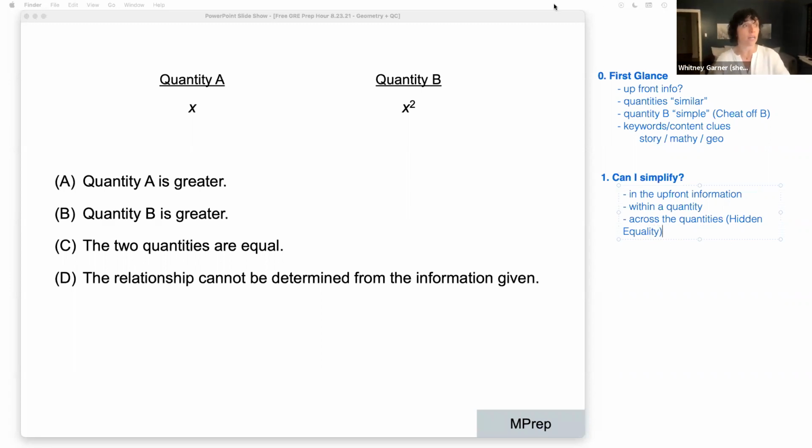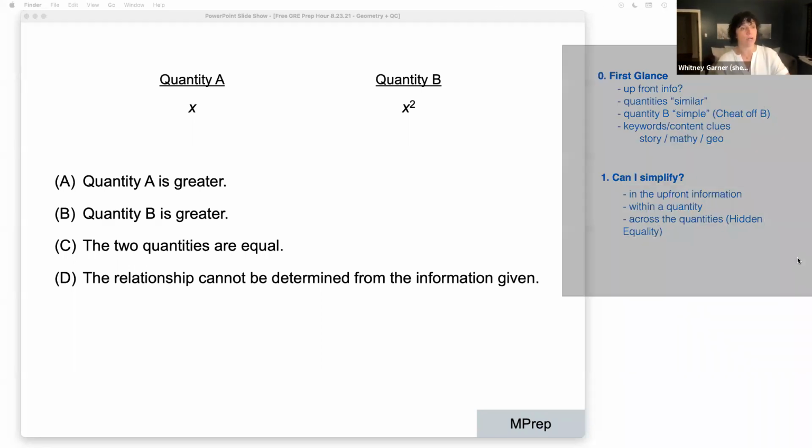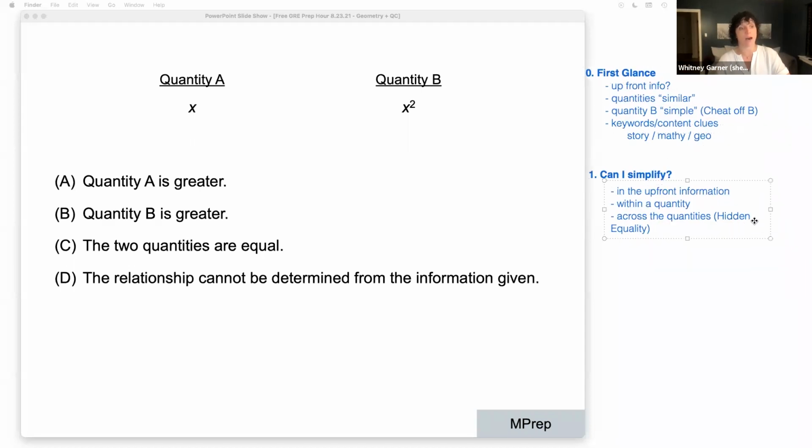And again, we've got an entire YouTube video directly about the hidden inequality. So if you're looking for that technique of how do I simplify by moving things from quantity A over to quantity B, or from quantity B over to quantity A, or just canceling them from both quantities, we've got an entire lesson about that one too.